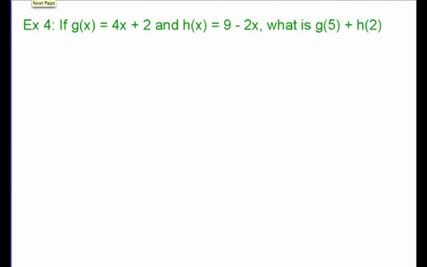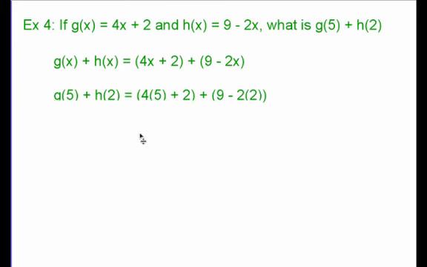Finally, our last example, example 4, says if g of x equals 4x plus 2 and h of x equals 9 minus 2x, what is g of 5 plus h of 2? Now this problem might seem a little confusing at first, but this procedure is actually pretty simple. What we're going to do first is figure out what's g of 5, figure out what's h of 2, and then add them together. So I just wrote this out in the general way. g of x plus h of x is equal to 4x plus 2 plus 9 minus 2x, because I know g of x is 4x plus 2, and h of x is 9 minus 2x.